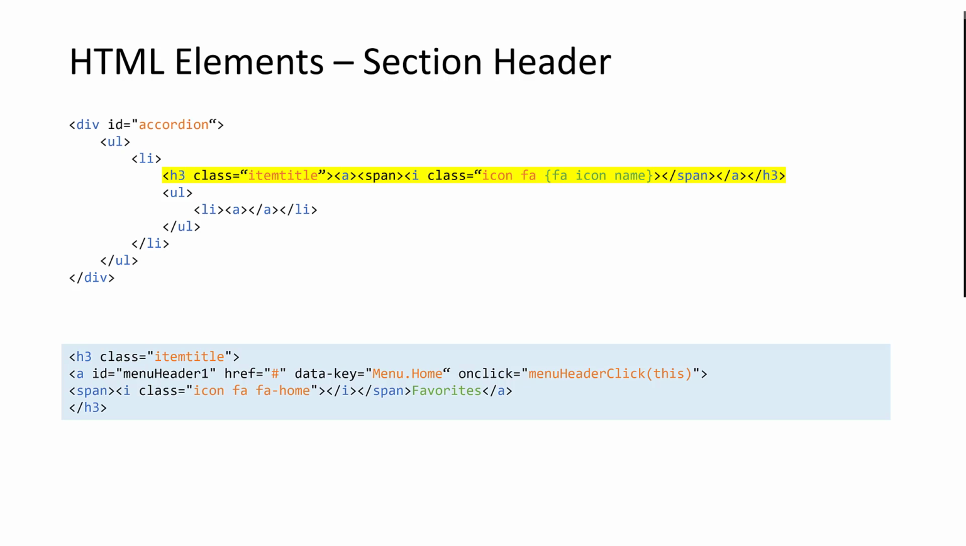Let's first take a look at the section header. The section header uses an H3 element as well as an anchor tag. The anchor tag is just there so that we can handle our on-click event when we click on the header. This will call some JavaScript, as we'll see later, that handles the expansion and collapse of the menu items, giving it that accordion effect. We also use font awesome icons for each of the different section headers as well.